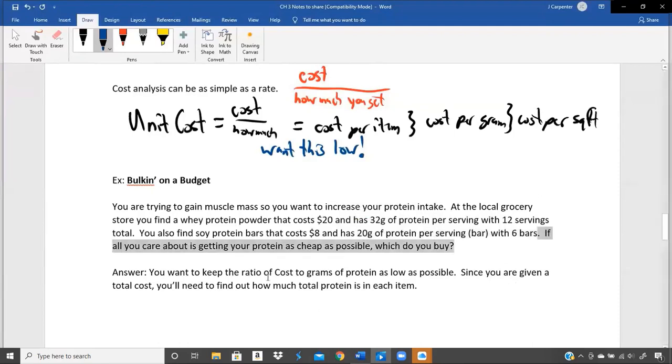So you want to keep this ratio of cost to grams of protein as low as possible. Remember, unit cost is the cost at how much you get of it. We don't want to compare the cost to the total weight in this instance because we don't care about the total weight of the product. We don't care how much fat or how much carbs are in this. We're only caring about the protein here. So you wouldn't want to just compare it to the pure weight of it. You would need to go specifically to the weight of protein.